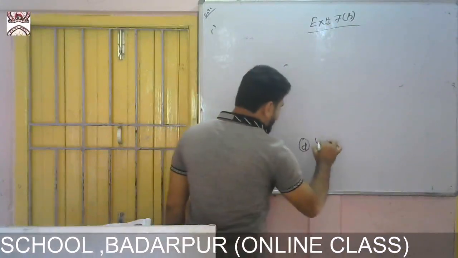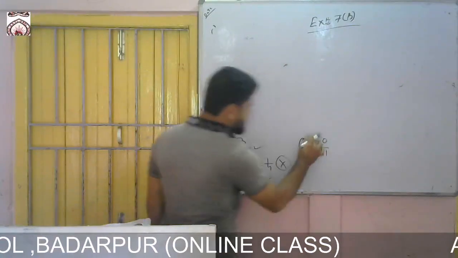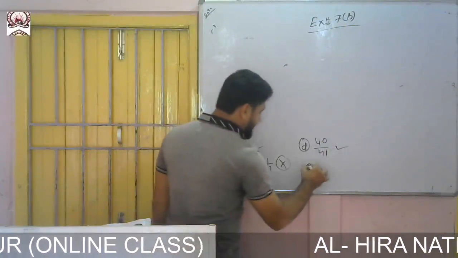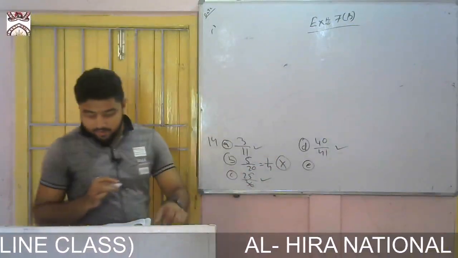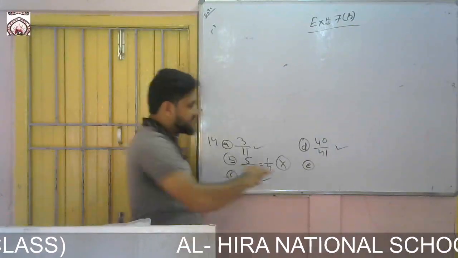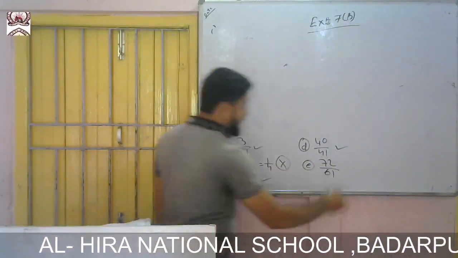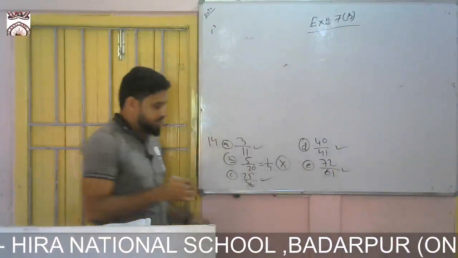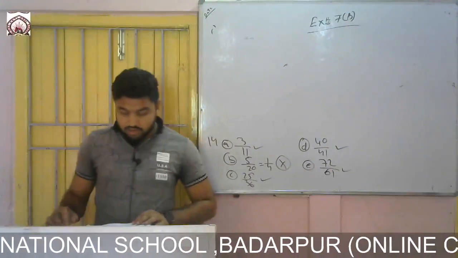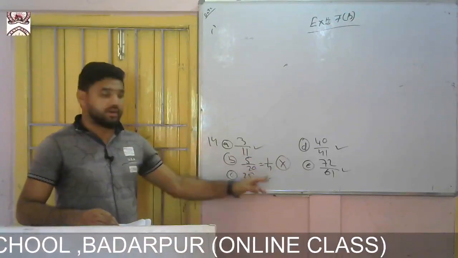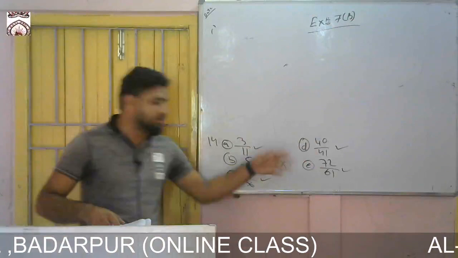Number D also, 40 by 41. This is also something I cannot divide with the same numbers. So this is in lowest term. Now number E, what is there? 72 by 61. This is also in lowest term. You cannot divide. You can check at your home. But you cannot divide these two numbers with the same numbers. How can I divide this 5 by 20? 5 1s are 5, 5 4s are 20. These things we cannot divide with the same numbers.